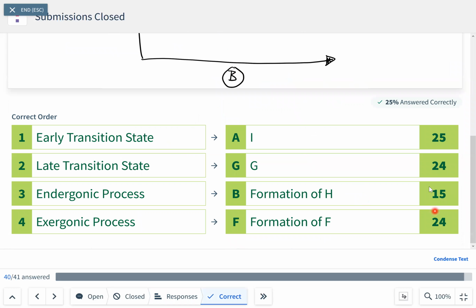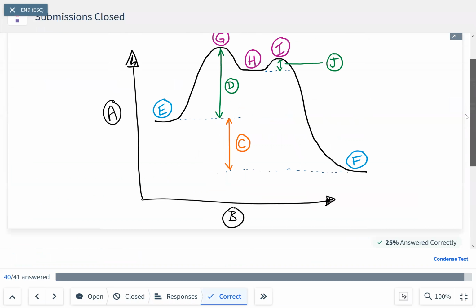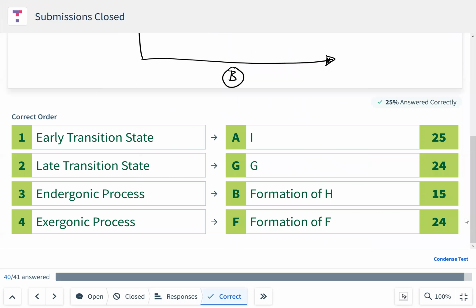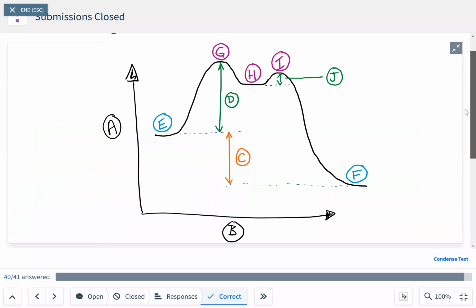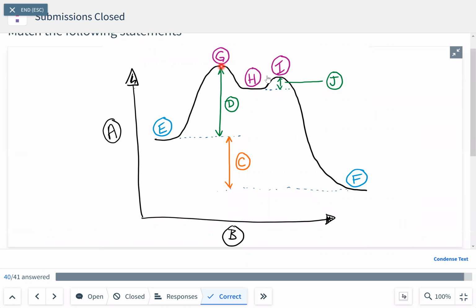I wonder what the majority for this one was. I don't have any way to check that, so I don't know. But anyway, that's how this works. So the transition states will be G or I. And yeah, so this process going from here to here, that's uphill, so that's endergonic. And actually going from E to F or H, or overall E to F, those are all endergonic.